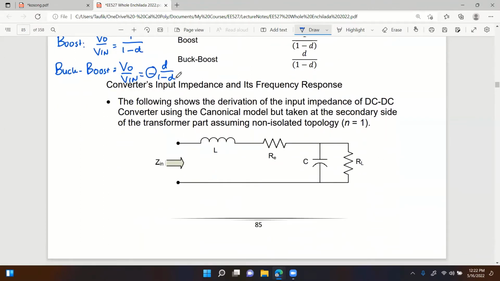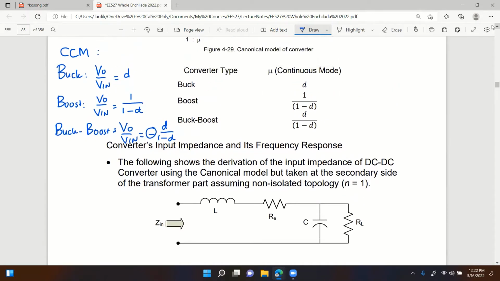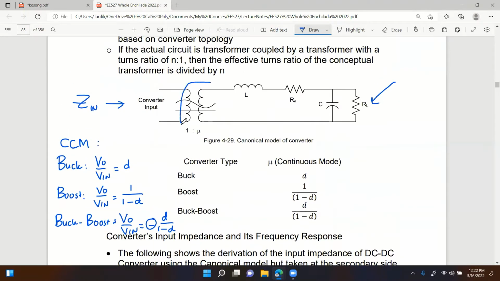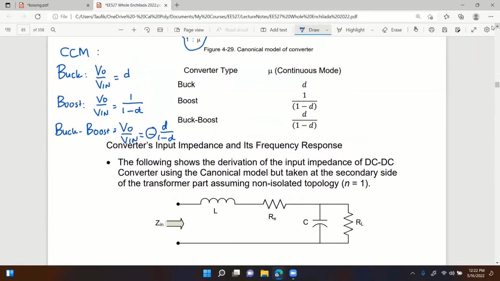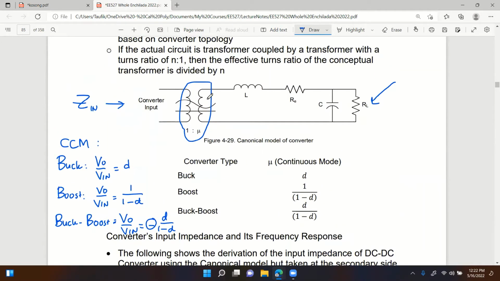Right, so then the converter's input impedance and its frequency response. Again, by knowing the transformer turns ratio of the converter for a given topology, you get the input impedance. Now, I need to mention this one more time. This doesn't mean that there is a transformer. This is just to model the conversion ratio between input and output, okay? It doesn't mean that it's a physical transformer.